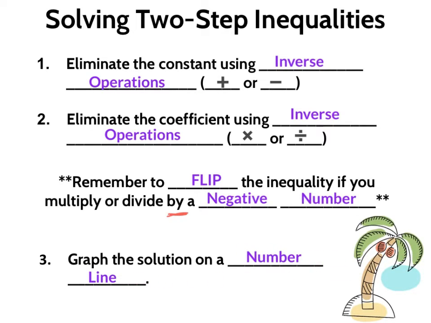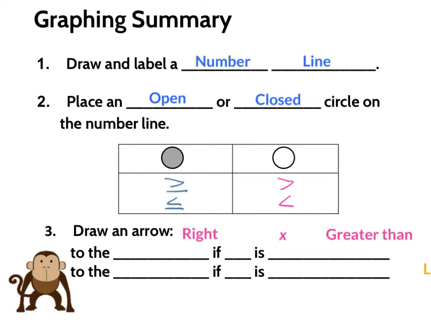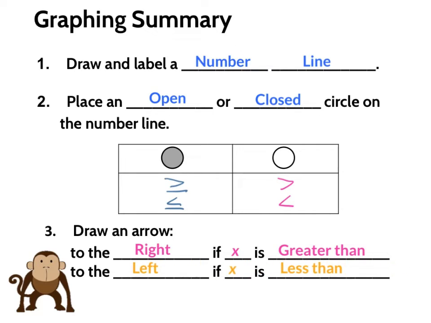And speaking of number lines, let's take a closer look on how exactly to do that. So when it comes to graphing number lines, we're going to draw and label a number line to begin with. Then we're going to place either an open or closed circle on the number line, depending on the sign that we were given. So if we have greater than or equal to or less than or equal to, we're going to use a closed dot. And if we just have greater than or less than, we're going to use an open dot. Once we've done that, we're going to draw an arrow to the right if the x is greater than, and we're going to draw an arrow to the left if the x is less than.